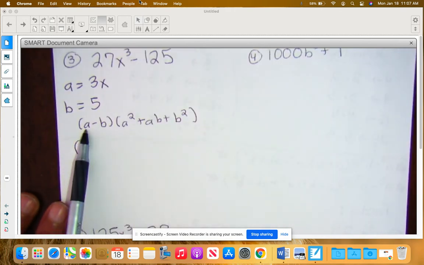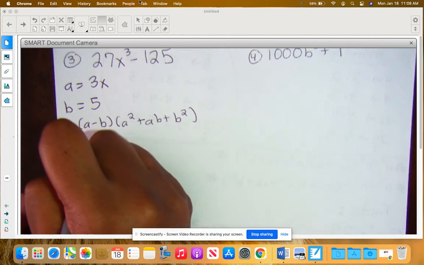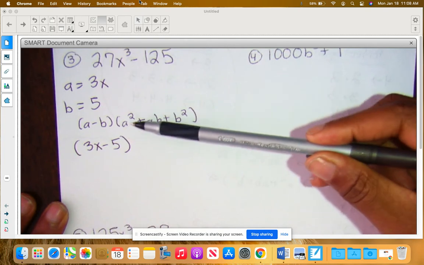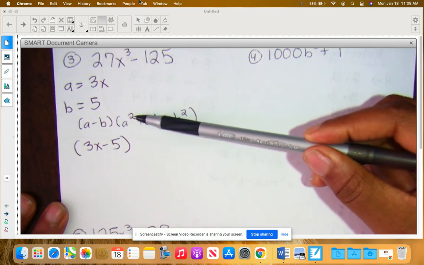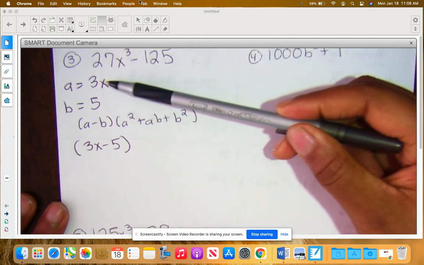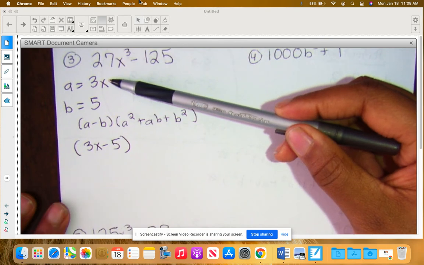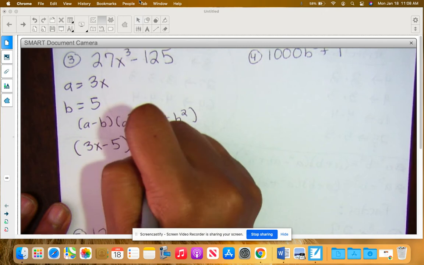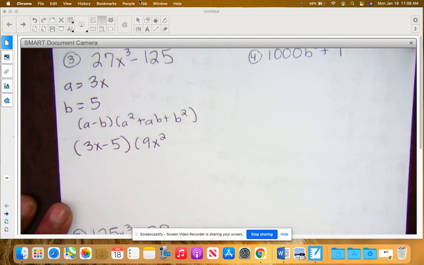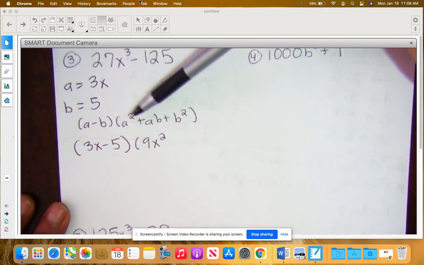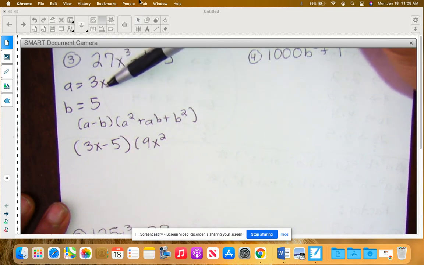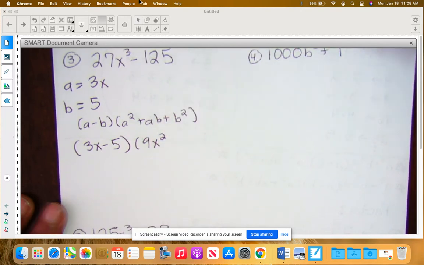It says to do A minus B, so that is 3x minus 5. Then the formula says to do A squared. A is 3x, so we need to multiply 3x times 3x. That gives us 9x squared.